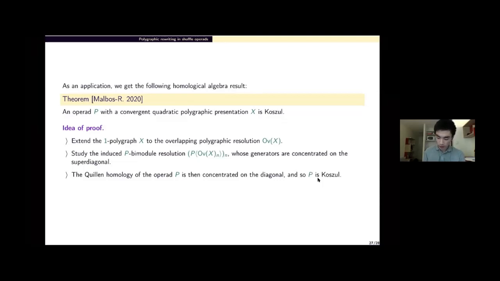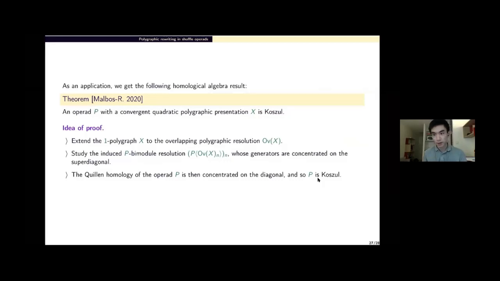And so the idea is to take this convergent presentation, which is we take the one polygraph, extend it to this polygraphic resolution of overlappings, study the P bimodule resolution, which I've constructed, whose generators are concentrated on the superdiagonal, so n plus 1. We can then calculate the Quillen homology from this resolution, which is concentrated on the diagonal, and then this is a sufficient condition for Koszulness.